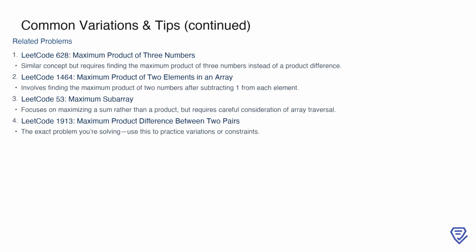LeetCode 53, on the other hand, shifts the focus from products to sums, challenging you to find the maximum subarray sum, but it still requires careful array traversal and optimization. And of course, revisiting problem 1913 itself can help you practice variations or constraints, ensuring you fully understand the nuances of the problem. Working through these related problems will strengthen your problem-solving skills in array manipulation and product-based calculations.